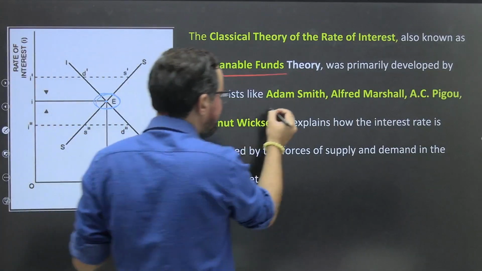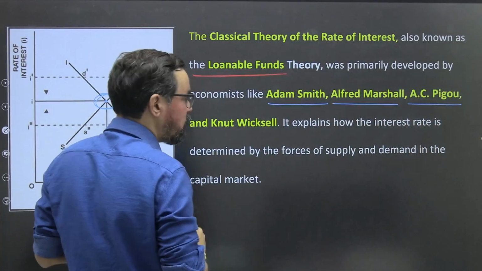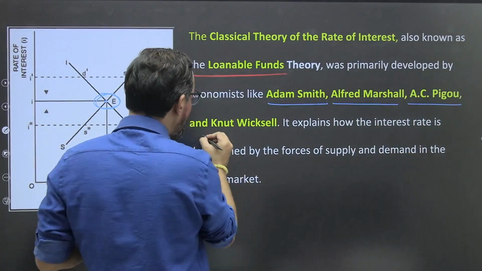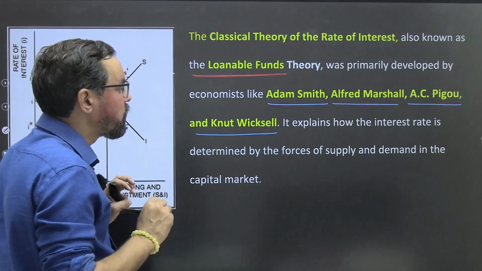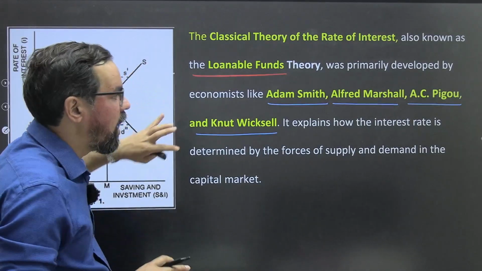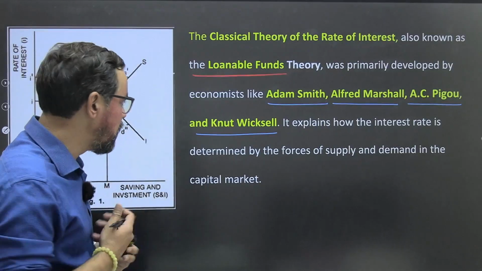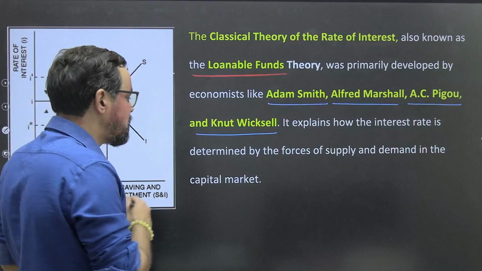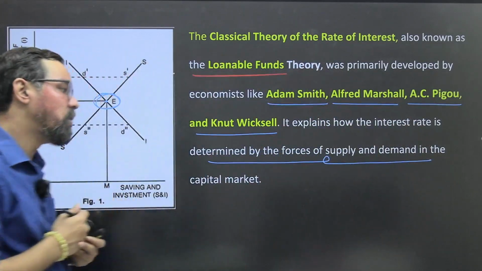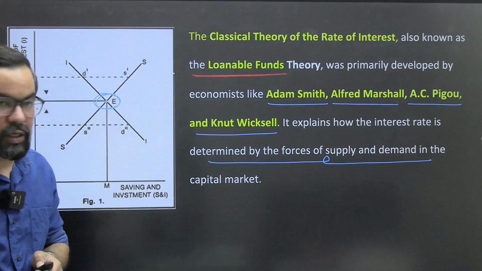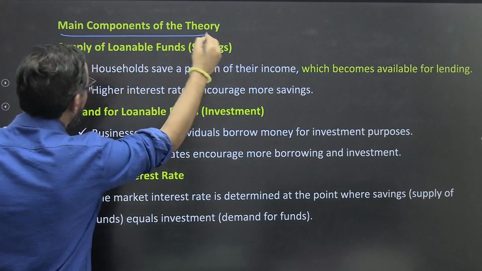These are some major theorists who came up with this idea: Adam Smith, Alfred Marshall, A.C. Pigou, and Knut Wicksell. These are the major theorists who worked toward this interest rate theory. So it explains how the interest rate is determined by the forces of demand and supply in the capital market itself.